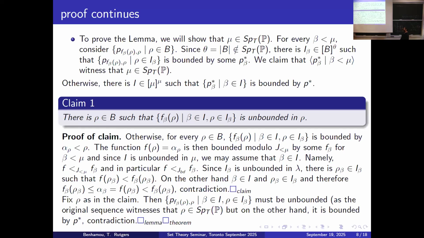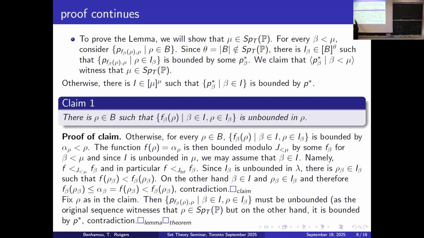And the function f alpha equals alpha rho is then bounded modulo that ideal by some element of the scale, f beta. And since I is unbounded, I may assume, because it's increasing, right? So I may assume that this beta comes from I. Okay, so at least this beta in I, I can make sure that this holds because I is unbounded and it's a scale, so it's increasing.